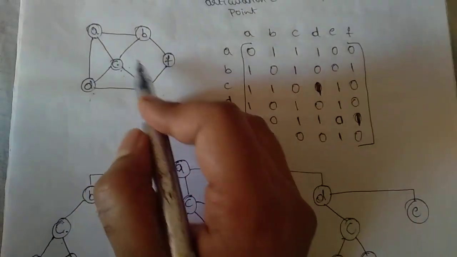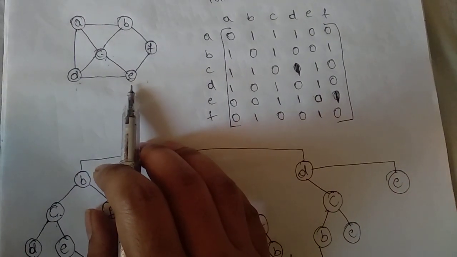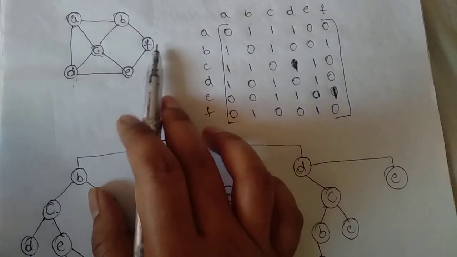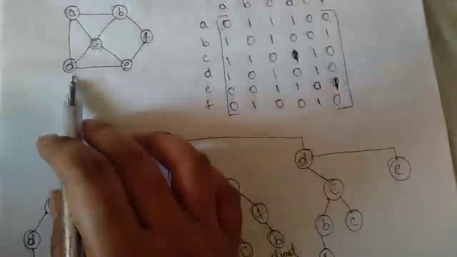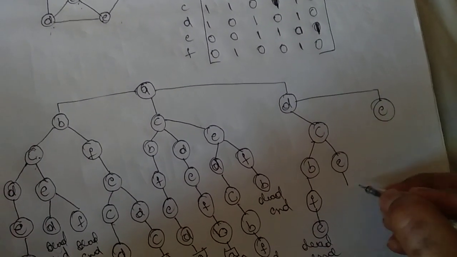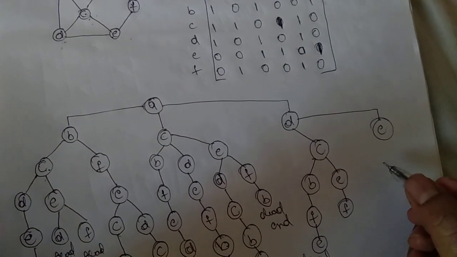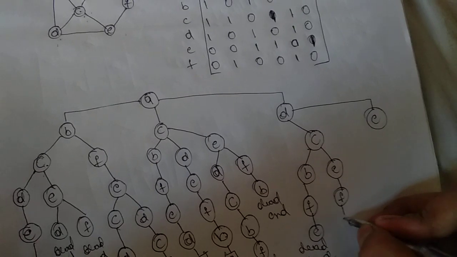Okay, next from C to E if I go. From E there are 2 possibilities. Either I can go to D or F. See, D is already done, so you cannot go back to D. I can go to F. From E, I'll go to F. From F, I can go to B.